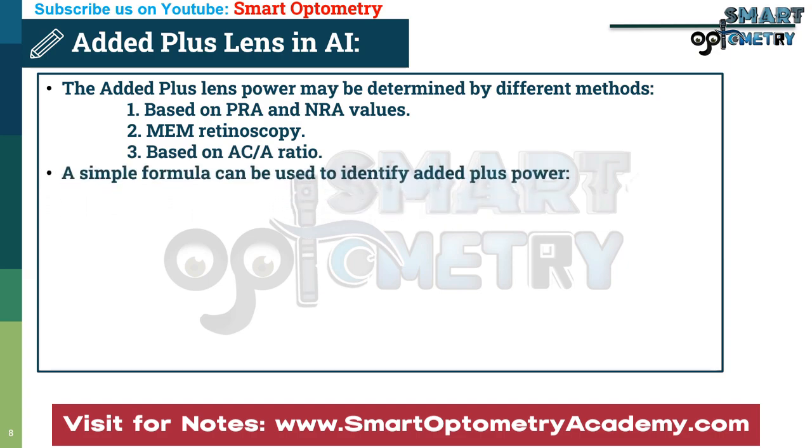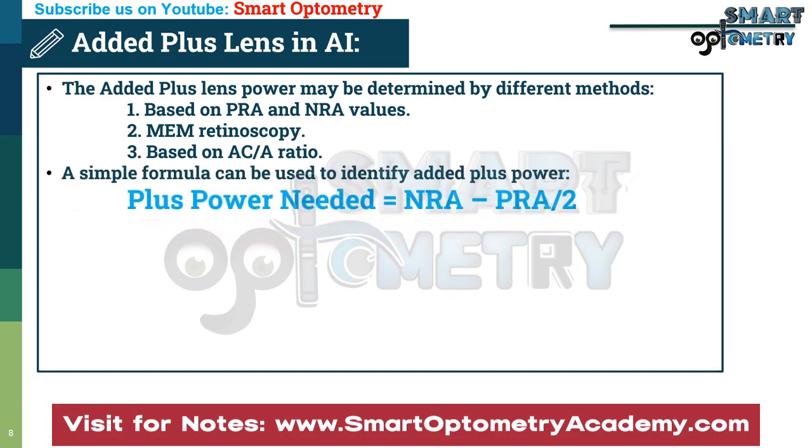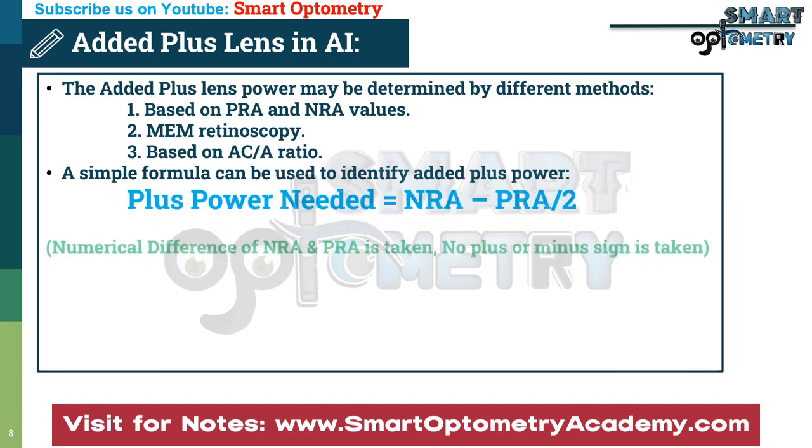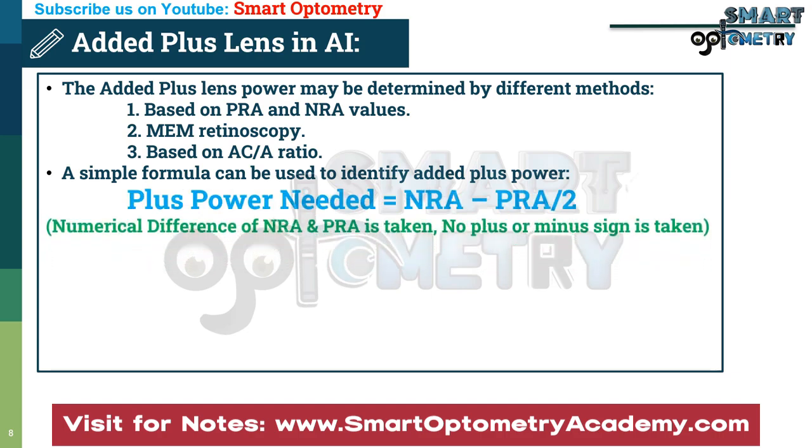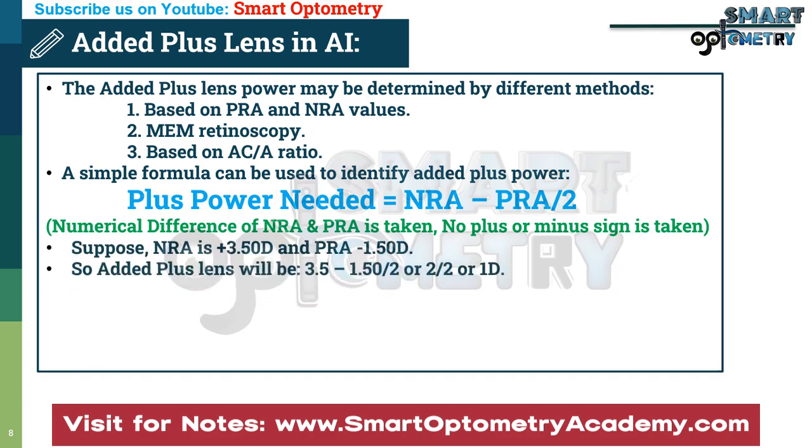A simple formula can be used to identify added plus power. Plus power needed equals NRA minus PRA divided by 2. Remember, the numerical difference of NRA and PRA is taken, no plus or minus sign is considered. Suppose NRA is plus 3.5 diopter and PRA is minus 1.5 diopter. So the added plus lens will be 3.5 minus 1.5 divided by 2, or 2 divided by 2, or 1 diopter.